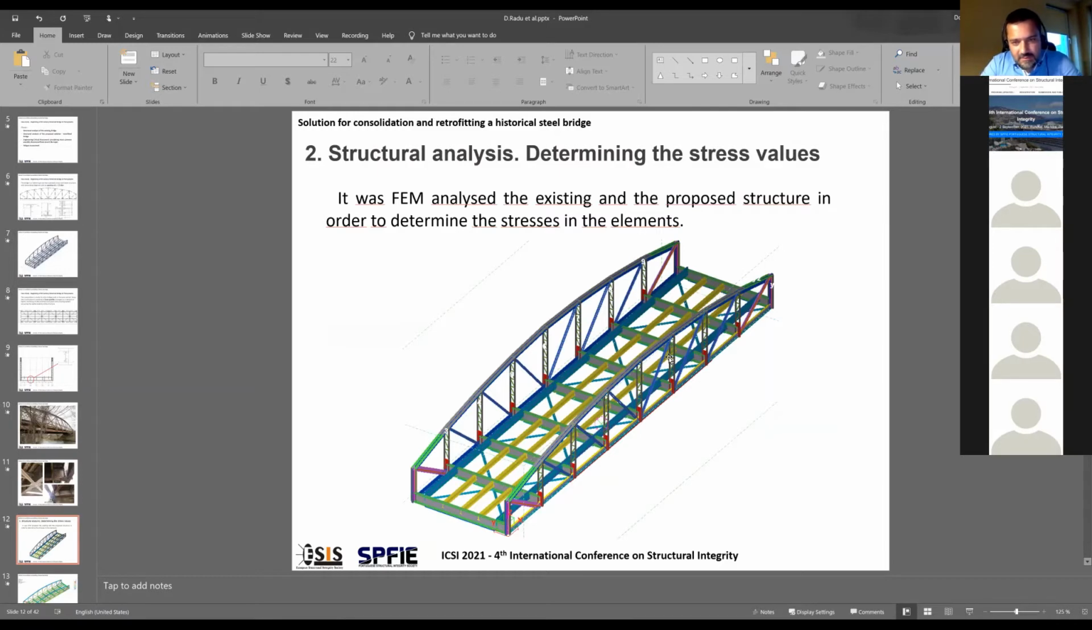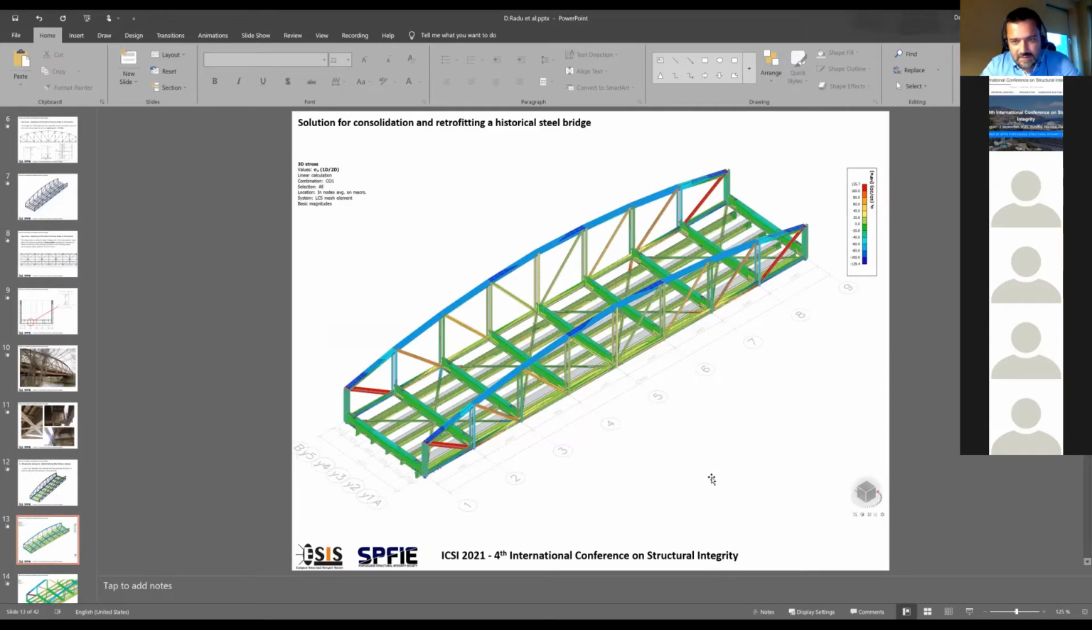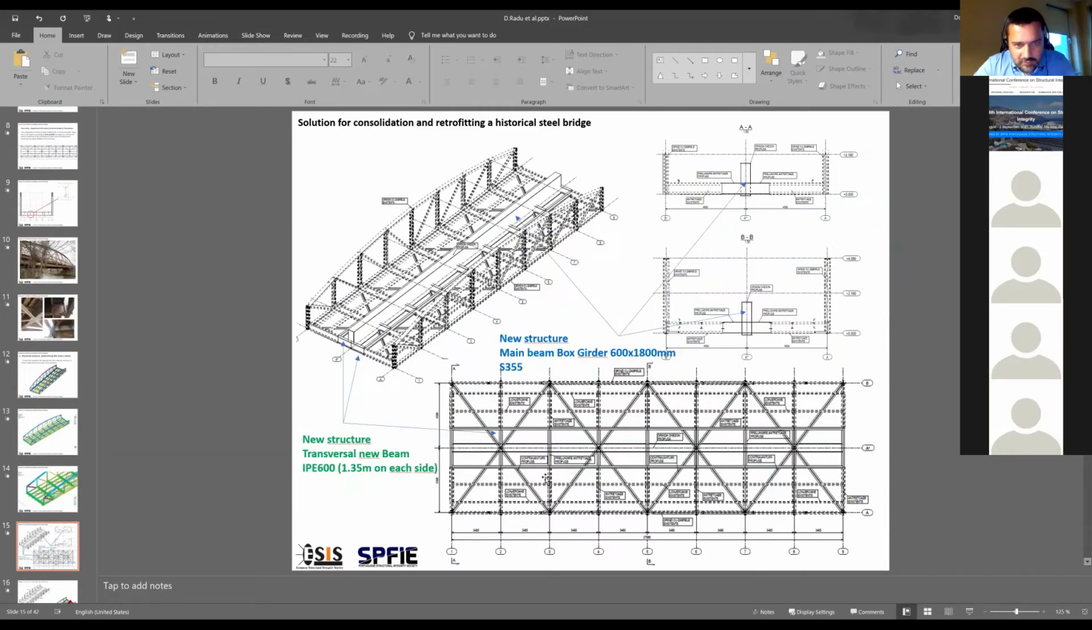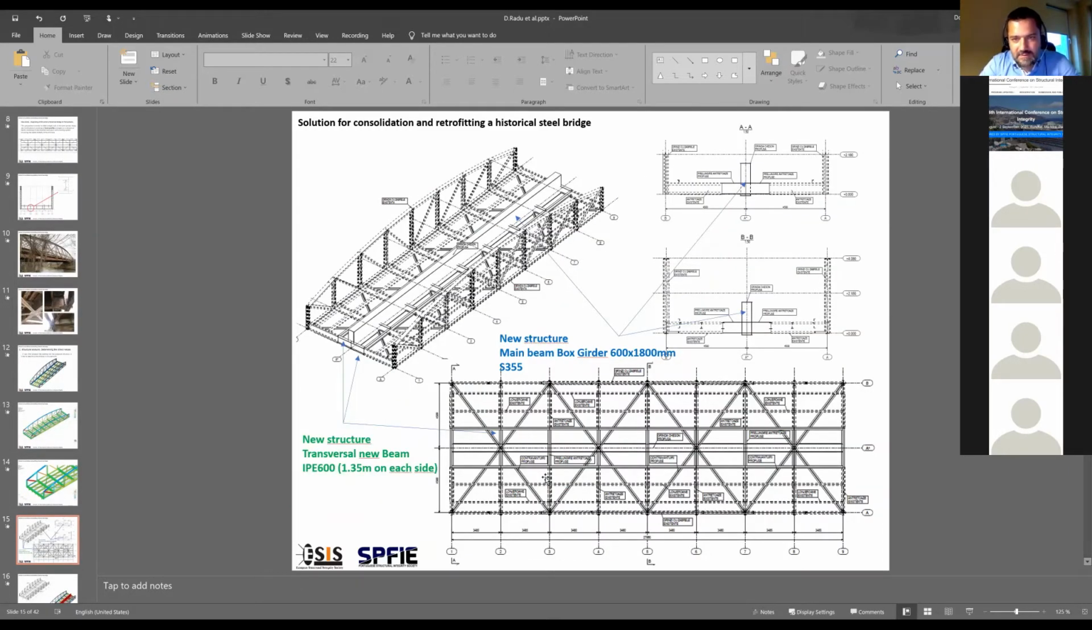Regarding the second part, the structural analysis, it was done to analyze the one, as I said, for the existing structure to see the stresses, and of course then comparing with the proposed solution. So for the existing structure, it was determined stresses in the main elements: girder, chord, lower chord, upper chord, the diagonals, and the deck profiles. Here there are presented some slides regarding the finite element analysis. And for the proposed solution also, as we can see here, is presented also this solution.